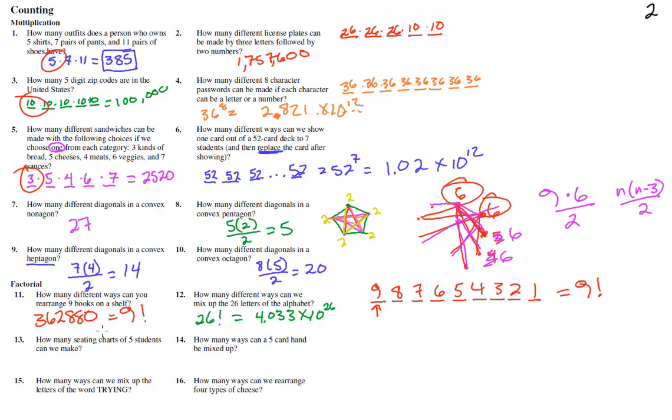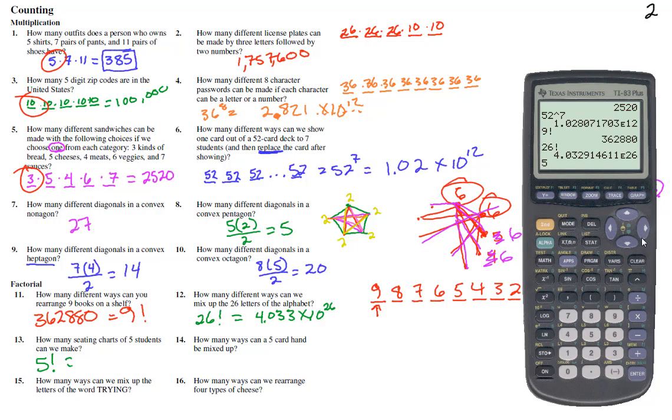All right, number 13, how many seating charts of 5 students can we make? And this is again asking how many different ways can we mix up these 5 students? And that's the shortcut that we get. And that's going to be 5 times 4 times 3 times 2 times 1. Let's go ahead and punch that in. 5, and then math, probability, factorial, 120.